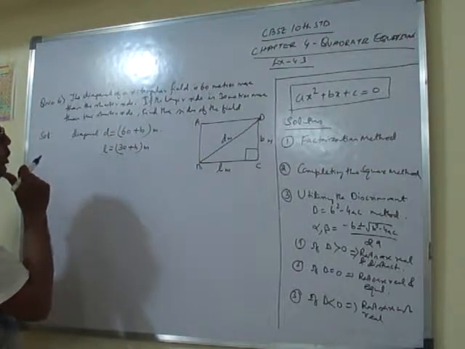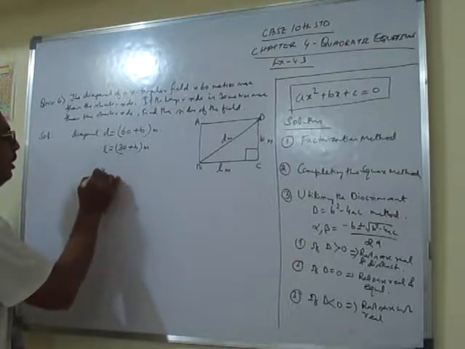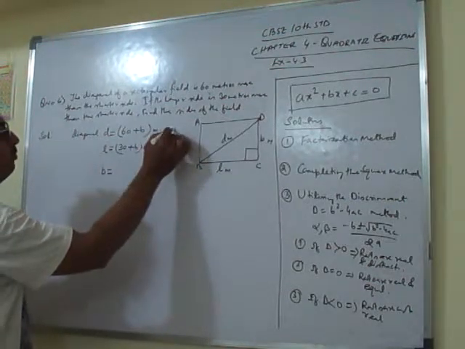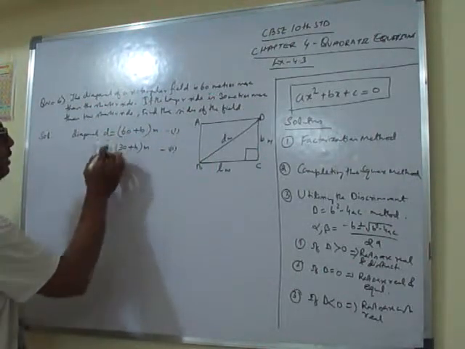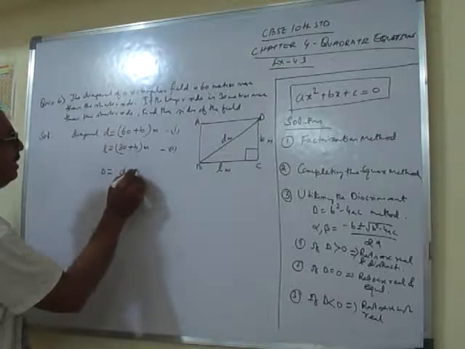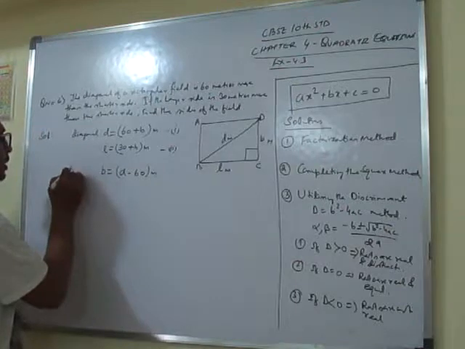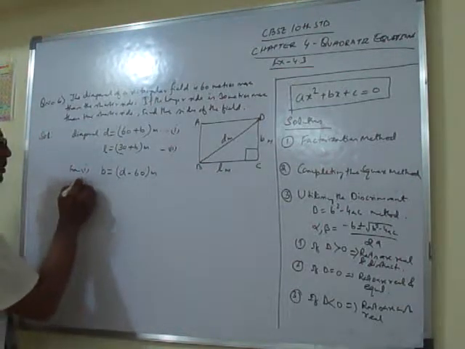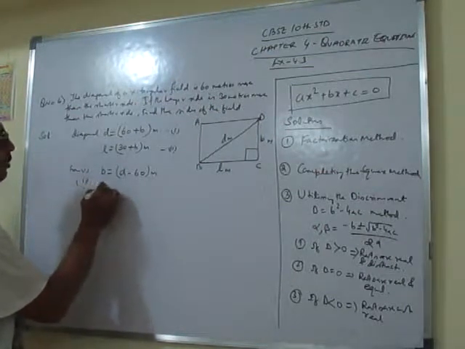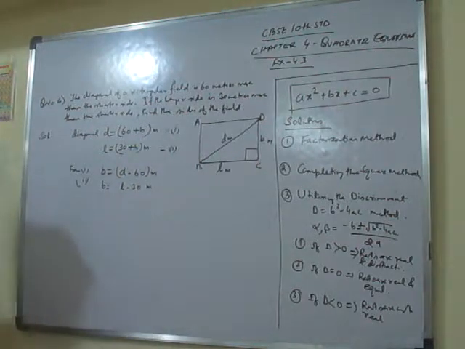So what we can do from here, if D we are writing, how can we find B? From the first and second one, correct? So B is equal to D minus 60, yes or no? D minus 60 meter. This is from the first, and from the second, B is equal to L minus 30 meter. Right.